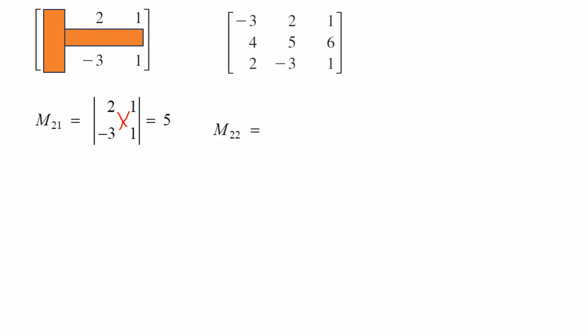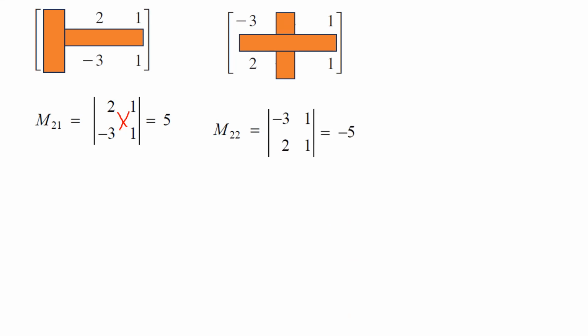Now let us calculate the minor for the second row, second column. So you're deleting the second row, the second column. You end up with this 2x2 matrix. You need to calculate the determinant here. You multiply 1 and -3 minus the multiplication of 1 and 2, which is -5.